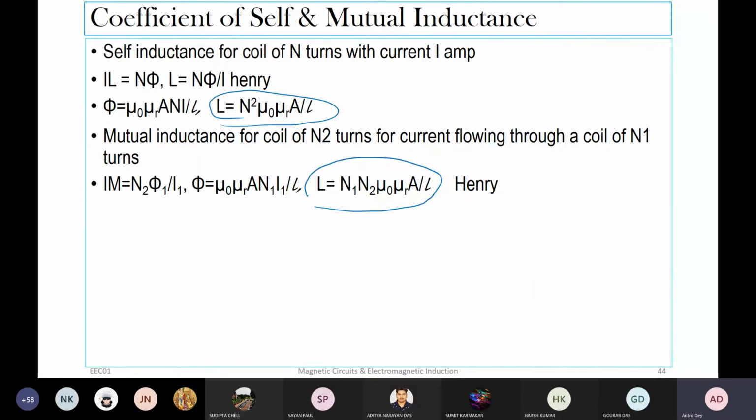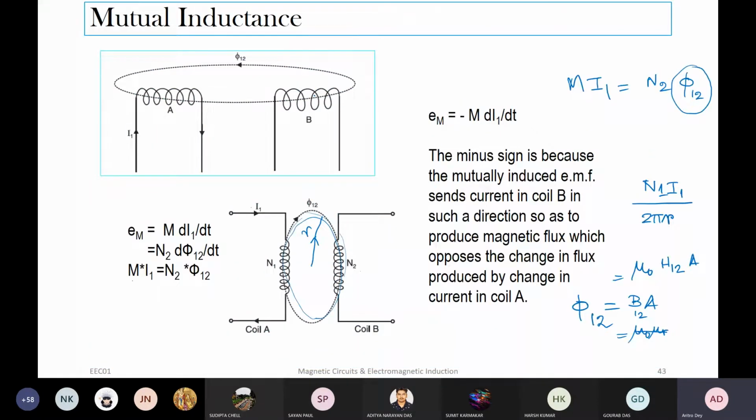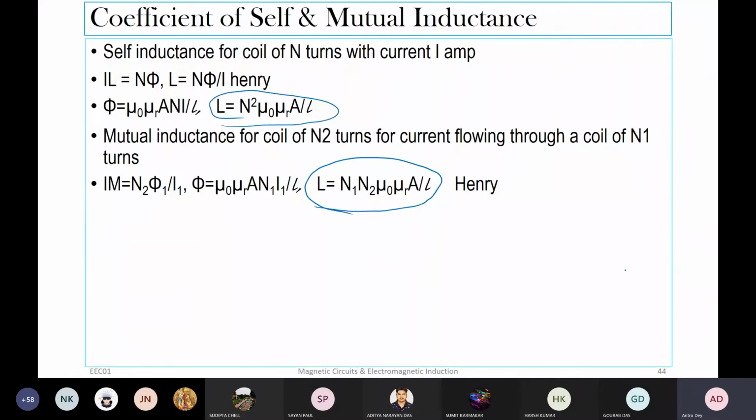So the only thing is, here it is N square if it is an N coil, and here it is N1 N2. Why? Because this is in case of N2, so this term will come as N2, and for coil 1, N1 will come. So the N1 N2 term we will get in the expression of the mutual inductance. So this is mutual inductance.